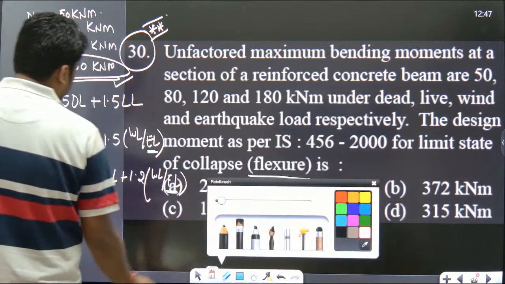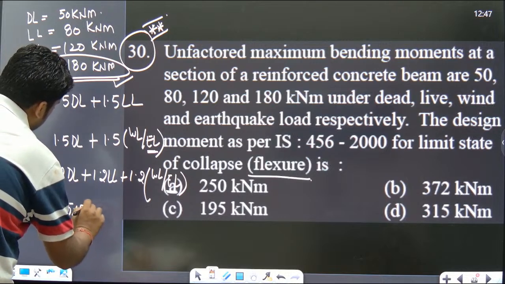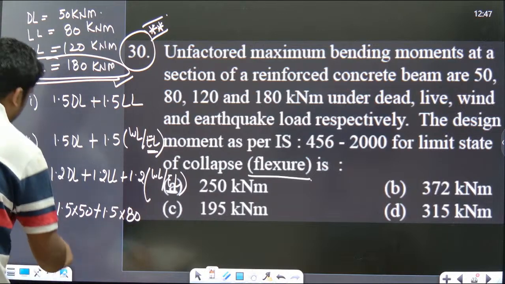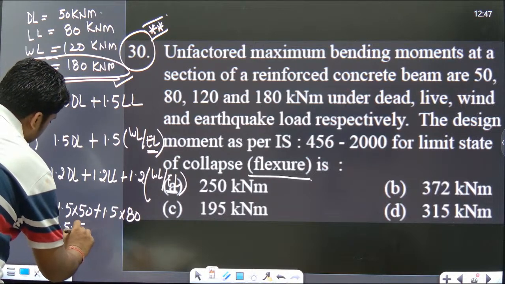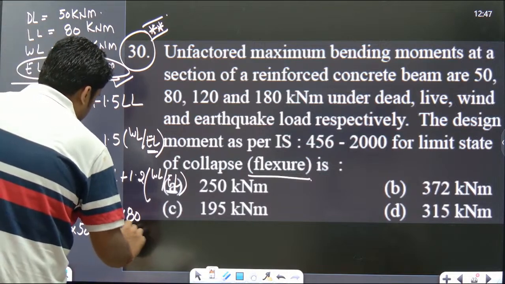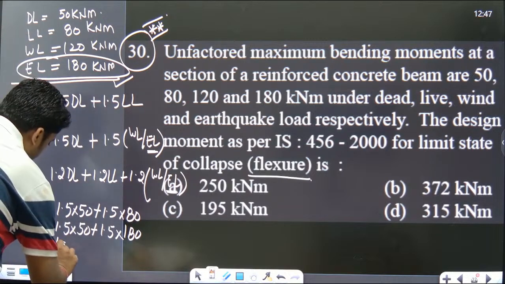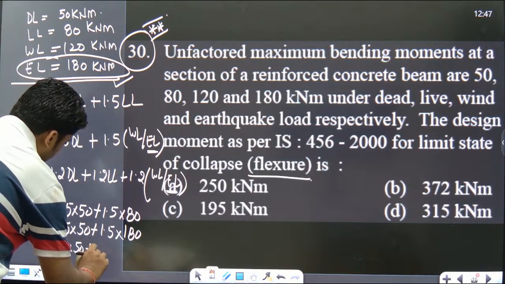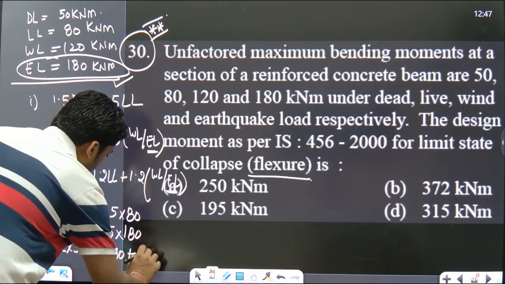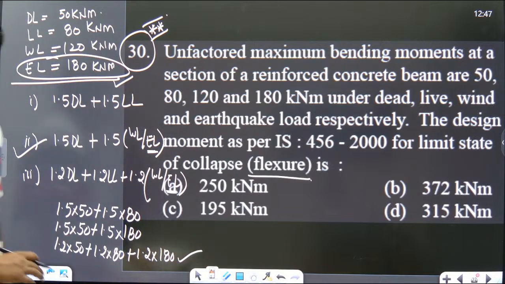The first value is 1.5 times 50 plus 1.5 times 80. The next value is 1.5 times the dead load 50 plus 1.5 times the earthquake load, which is 180. Although this value seems to be higher than the first value. Now the third value is 1.2 times the dead load 50 plus 1.2 times the live load 80 plus 1.2 times 180. Most probably we'll get the answer from the third.